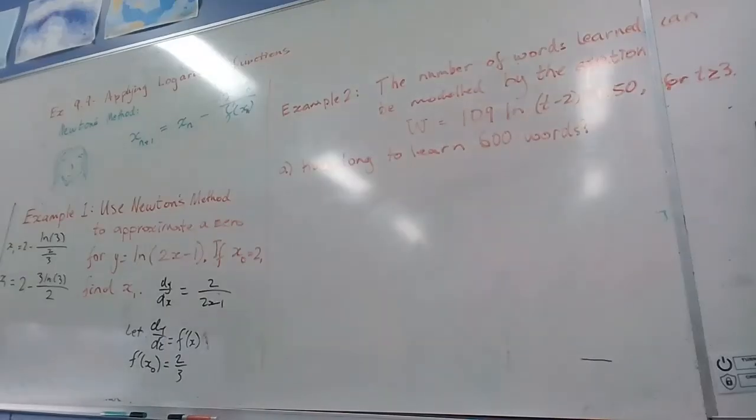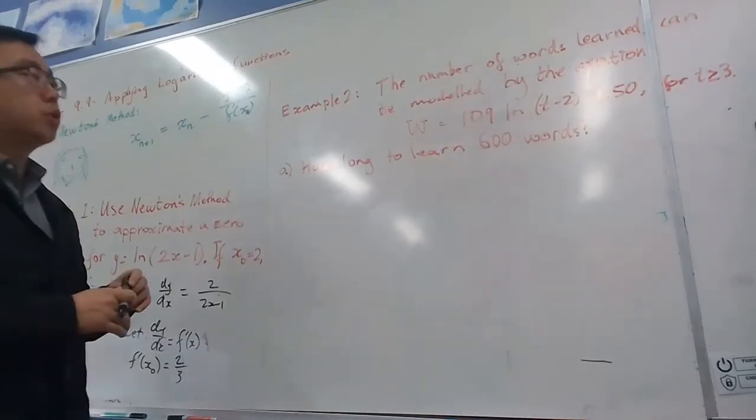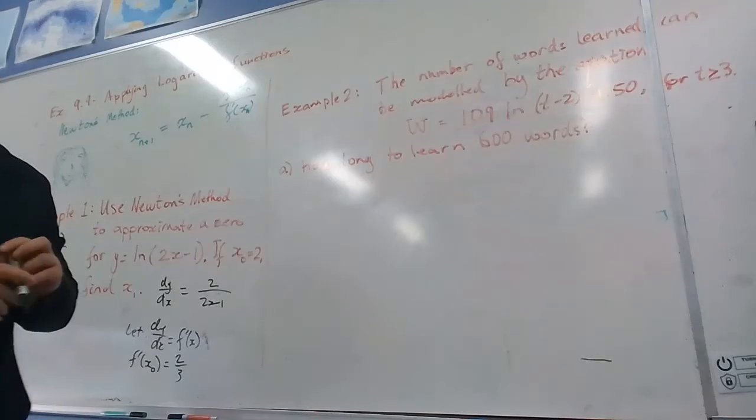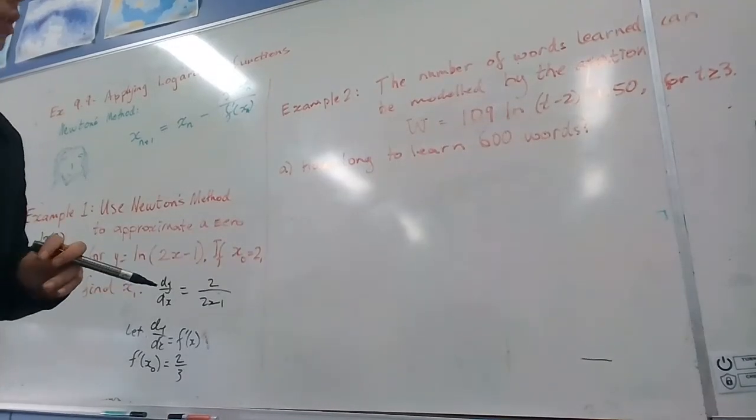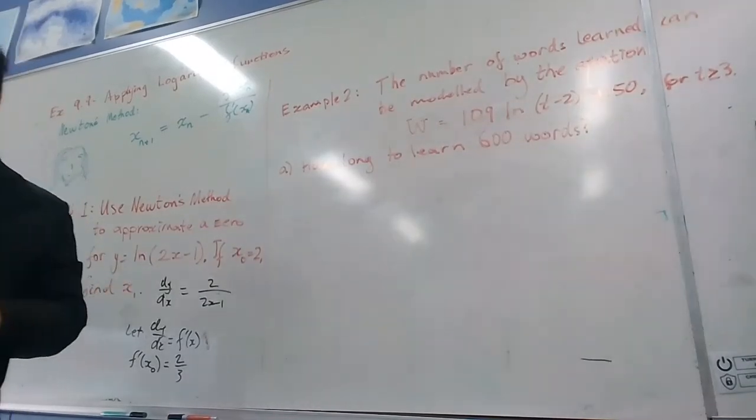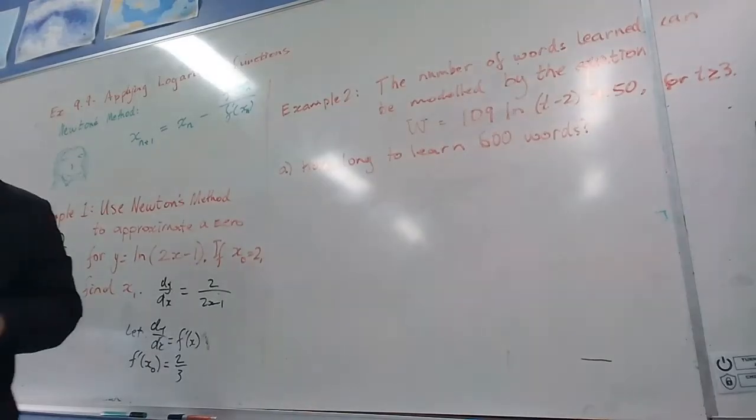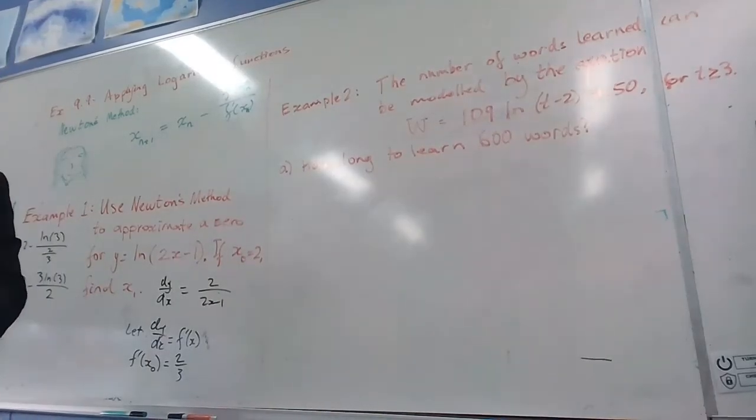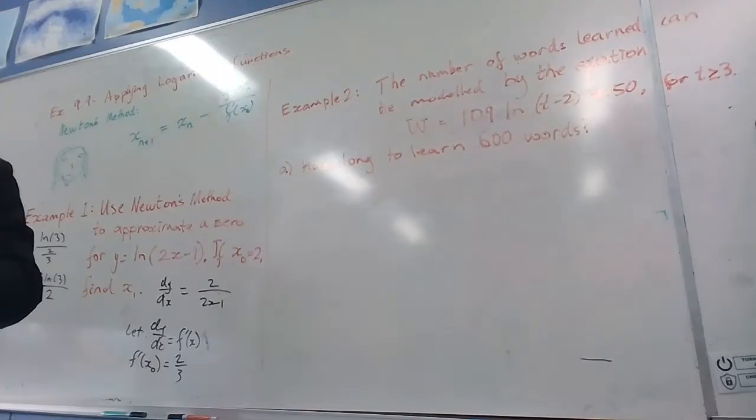Okay. Let's move on to example 2. It says the number of words learned can be modeled by the equation W. Now, just to be clear, this is not a legitimate thing, but in this scenario, it can be modeled by the equation W equals 109 ln(t - 2) + 150, where t is greater than or equal to 3. How long does it take to learn 600 words?